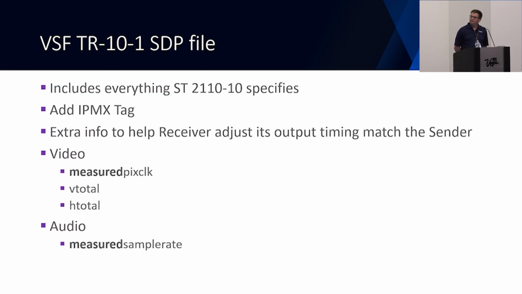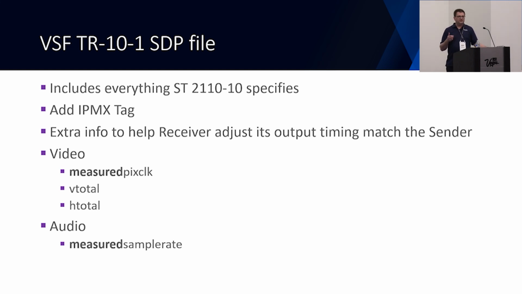Final point in TR-10-1 is the SDP file. Like in SMPTE 2110, the same SDP file is used. We add an IPMX tag to identify that we are using IPMX devices. And we add two important pieces of information, again for timing and synchronization. We list the exact measured pixel clock and measured sample rate of the sender.